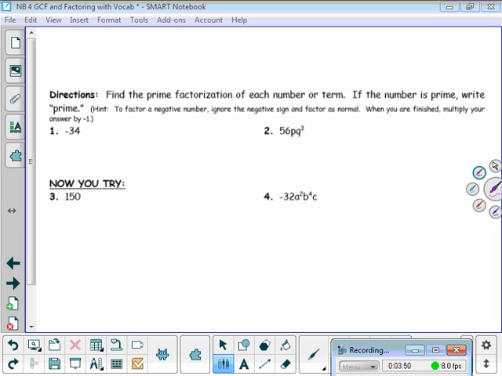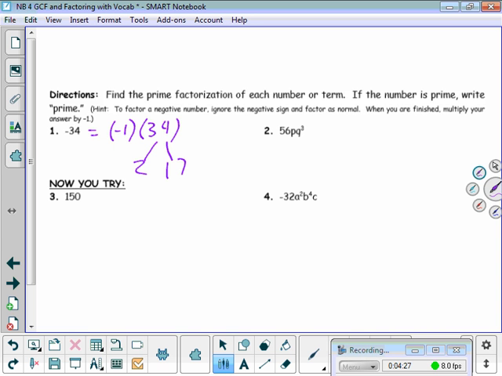Negative 34, we're going to do prime factors. Negative 1 is not one of them. We're just going to take it out. Is 34 even or odd? Even. Since it's even, we're going to divide by 2. As long as the number stays even, we'll divide by 2. 17. Is 17 even or odd? Odd. So we can't divide by 2. We're done dividing by 2.